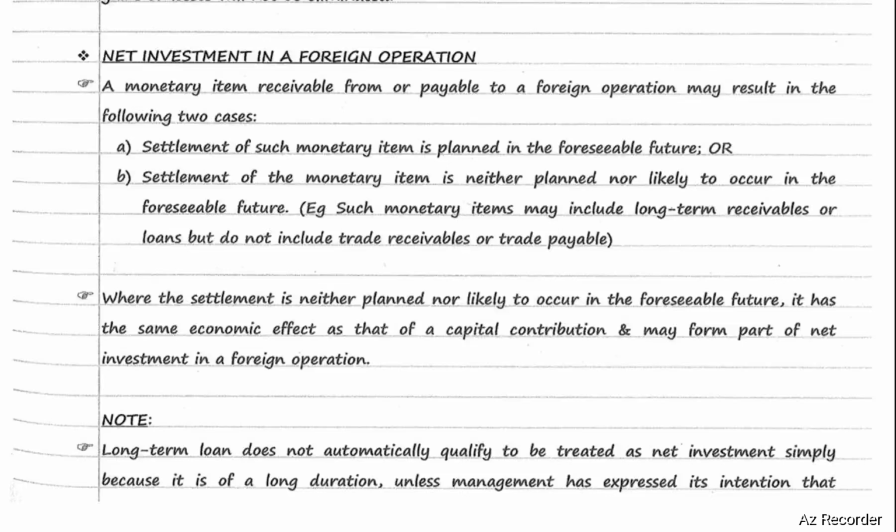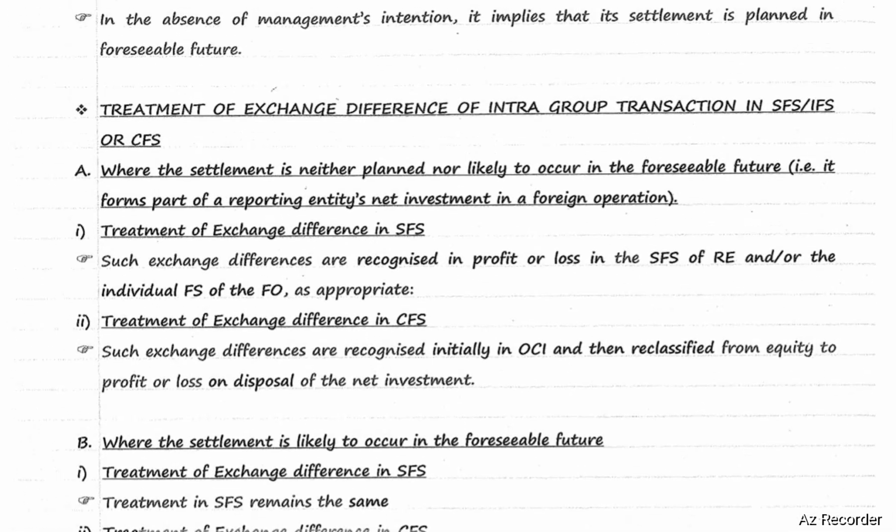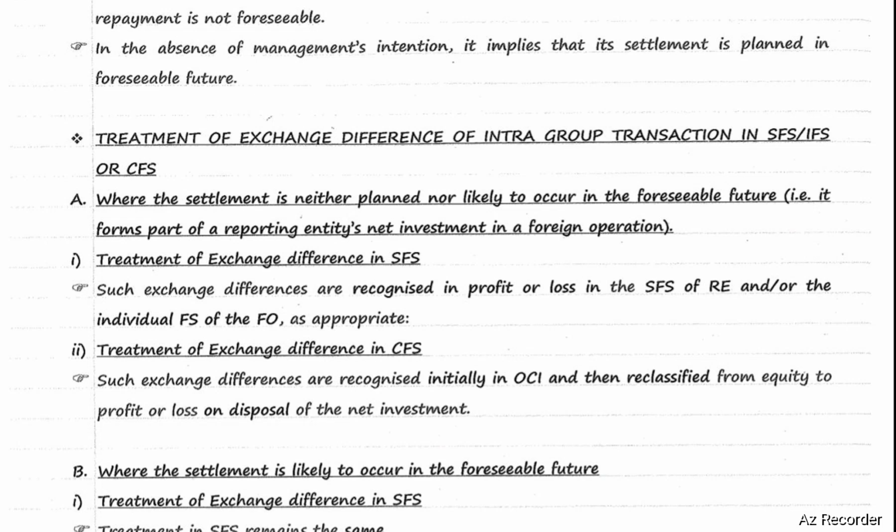A long-term loan does not automatically qualify to be treated as net investment simply because it is of a long duration, unless management has expressed its intention that repayment is not foreseeable. In the absence of management's intention, it implies that its settlement is planned in the foreseeable future. What is the treatment of exchange difference of intragroup transactions in SFS, RIFS, or CFS, where the settlement is neither planned nor likely to occur in the foreseeable future? It forms part of the reporting entity's net investment in a foreign operation.